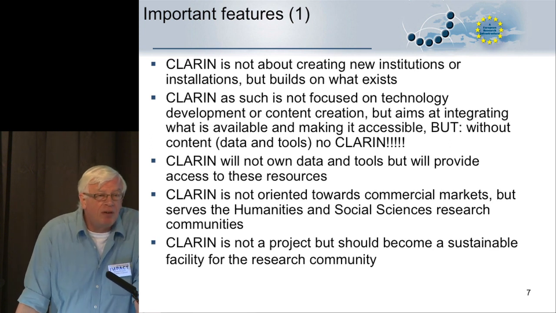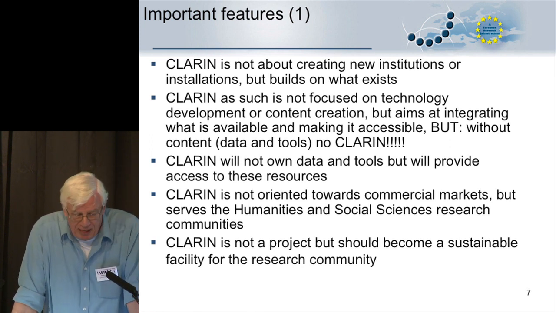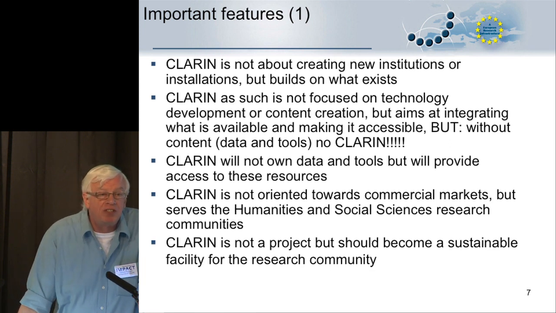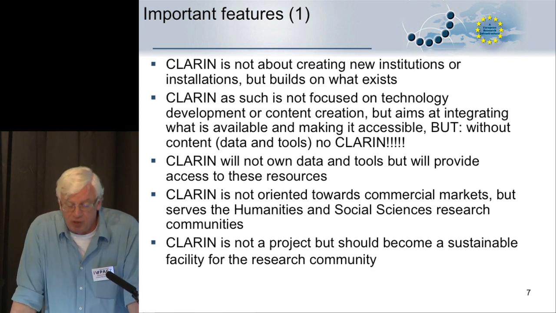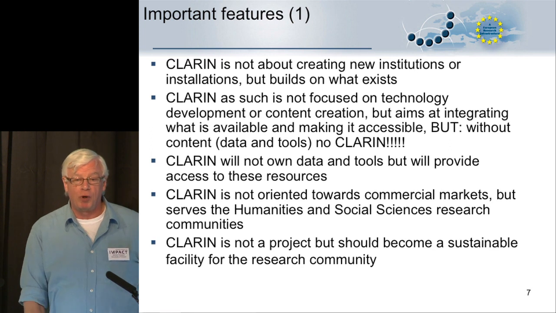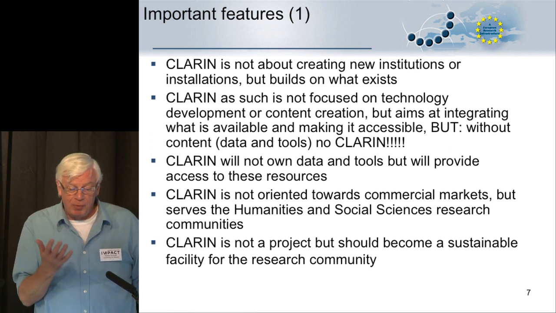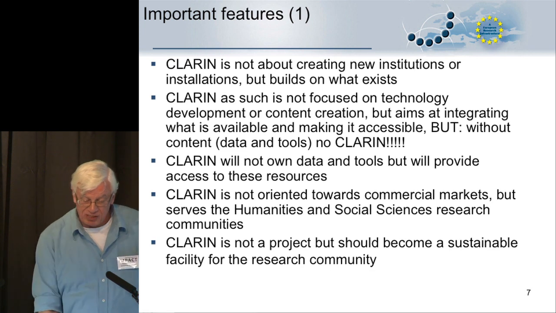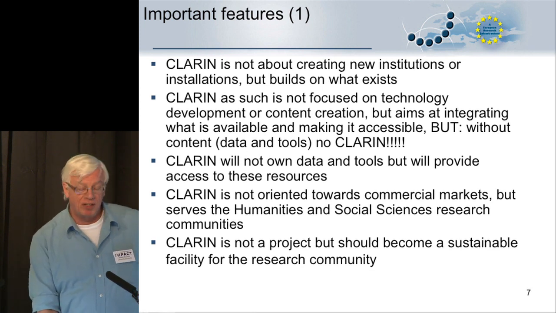We are not oriented towards commercial markets. And as I said earlier on, we want to serve the humanities, social sciences scholars. And a very important feature is Clarin is not a project, but it should become a sustainable facility for the research community. Because projects, they come and go. You can work for 5 years together and enjoy it very much, and after 5 years, the whole thing collapses, and then everything dissipates, and that's, I think, a very bad characteristic.